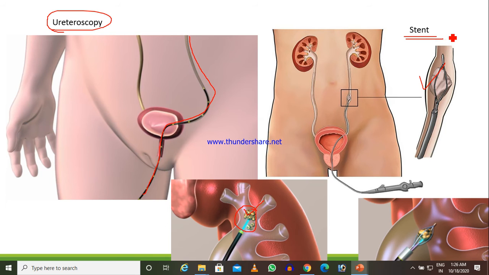A stent is also a flexible hose. Why is it used? Because normally a stent is used to expand the vessel. So the area from the ureter till the bladder should be expanded. That's why a stent is applied.